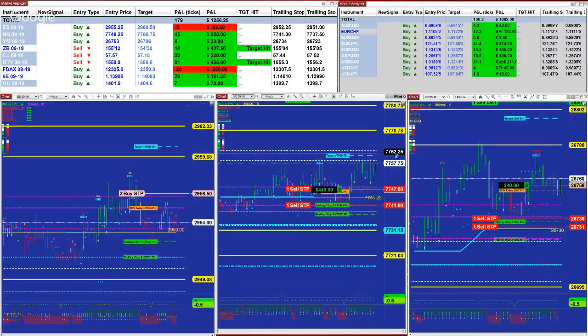Keep your ES as a limit order at the 56 level. We're going back to test this number.